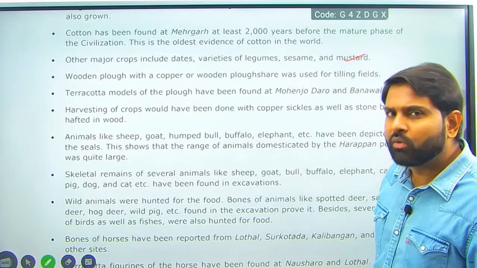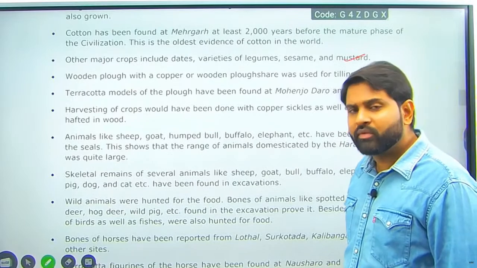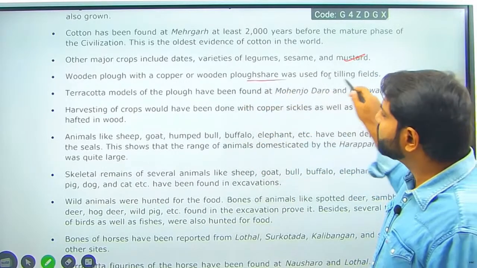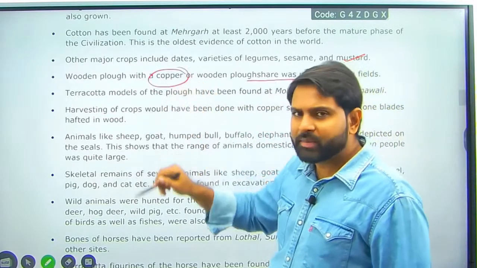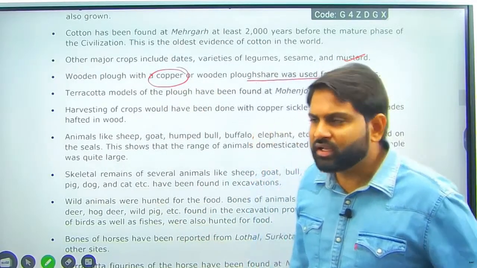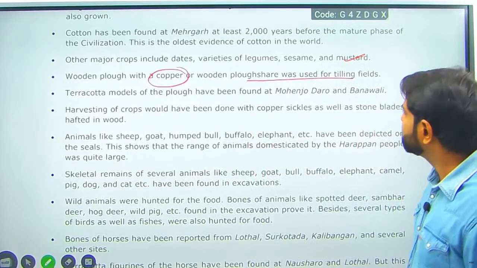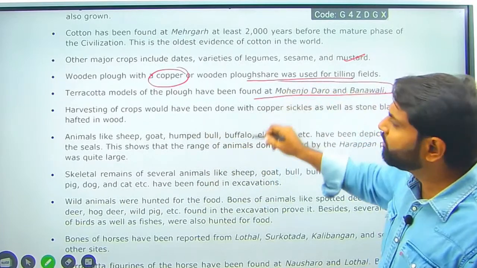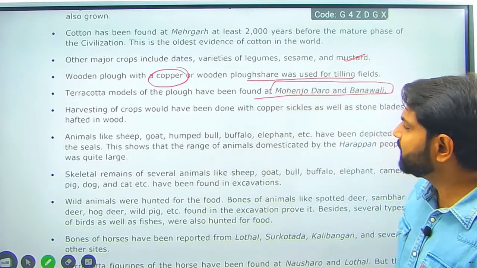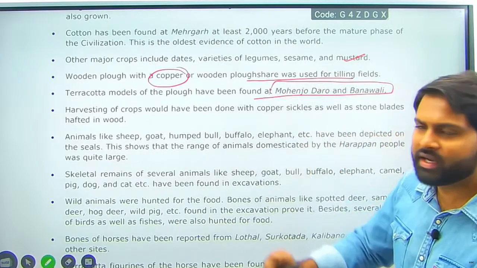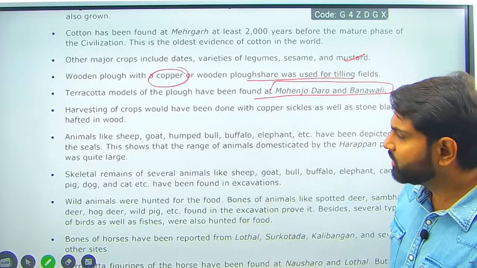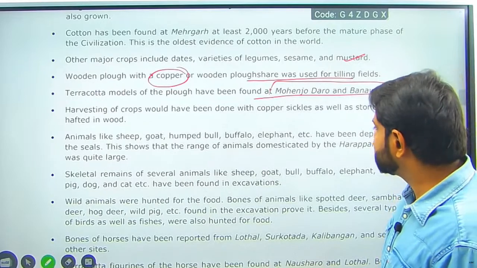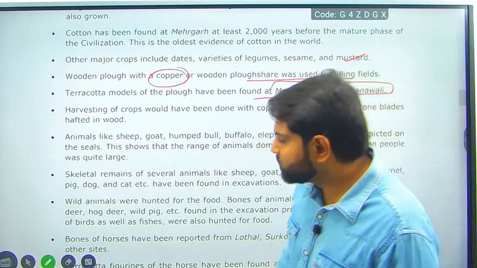Wooden plow, see wooden plow, plow is coming into picture, agriculture technology, with copper and wooden plowshare. So this is copper, not iron. When it comes with iron, the intensity of agriculture will increase. Surplus agriculture will come into picture later. Terracotta models of the plow have been found in Mohenjo-daro and Banwali. Harvesting of crops would have been done with copper sickles as well as stone blades hafted in wood, but not iron. Animals like sheep, goat, humped bull, buffalo, elephant, etc. have been depicted on seals, and these might be the animals which were domesticated in these regions.